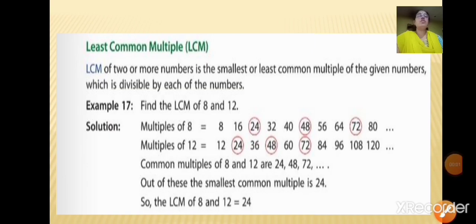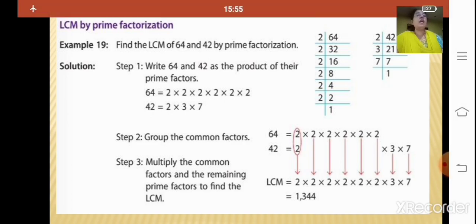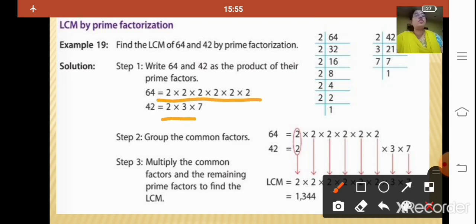Okay, let us learn how to find the LCM by two methods, that is prime factorization and division method. The first one is LCM by prime factorization method. Here you have to find the LCM of 64 and 42 by prime factorization. Now the first thing we will do is find the prime factors, the same way as we did for finding the HCF. So 64 is divisible by 2. So we will take all the prime factors of the number 64 and then we will take all the prime factors for the number 42.